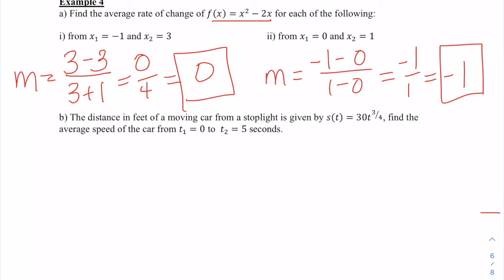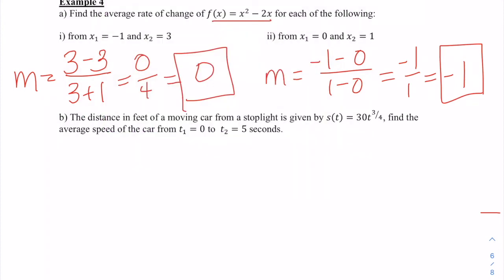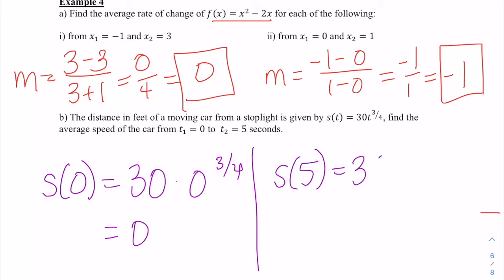we want to find the distance in feet of a moving car from a stoplight from t is 0 seconds to 5 seconds. So same thing, we're going to plug in 0 into each. Right, so s of 0 would be 30 times 0 to the 3/4. Well, we know 0 to the 3/4 is just 0, and 0 times 30 would just be 0. s of 5 would be 30 times 5 to the 3/4.